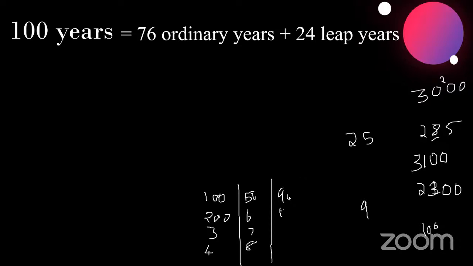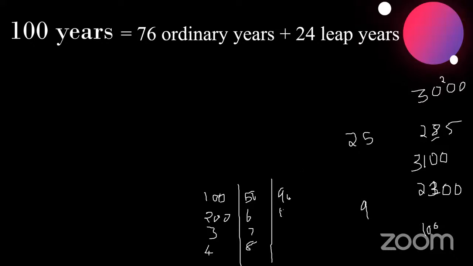Is this clear? So we'll see like that. First, you know about the 100 years. In 100 years, we have 76 ordinary years and 24 leap years.